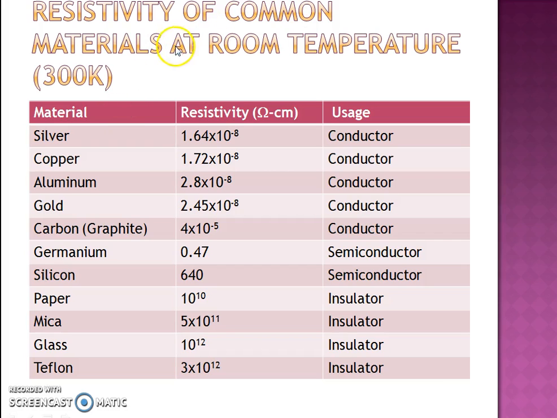So these are some common materials at room temperature and their resistivity. For silver it is 1.64 times 10 to the power minus 8, and it is used as a conductor. Copper is 1.7 times 10 to the power minus 8 and is also used as a conductor. Whereas for germanium we have a resistivity of 0.47, and for silicon 640, which are used as semiconductors. Paper is an insulator, which has a resistivity of 10 to the power of 10. It is not a conductor of electricity. Similarly, we have other insulator materials: mica, paper, glass, and Teflon.